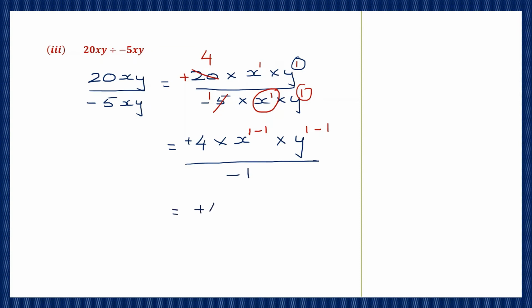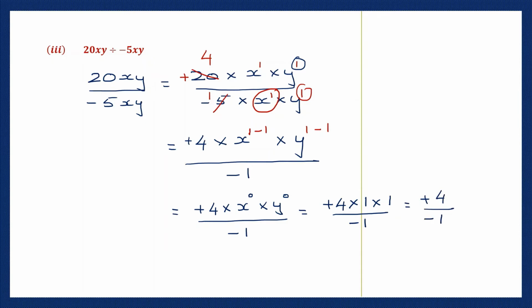So, plus 4 into x to the power of 1 minus 1 is 0 into y to the power of 1 minus 1 is 0 and in the denominator I have minus 1. Now it is plus 4 into 1 by minus 1 which is plus 4 because 4 ones are 4, 4 ones are 4 by minus 1. So my final answer here, 4 by 1 will be 1, isn't it? So 4 by minus 1 will be minus 4. So the final answer is minus 4.